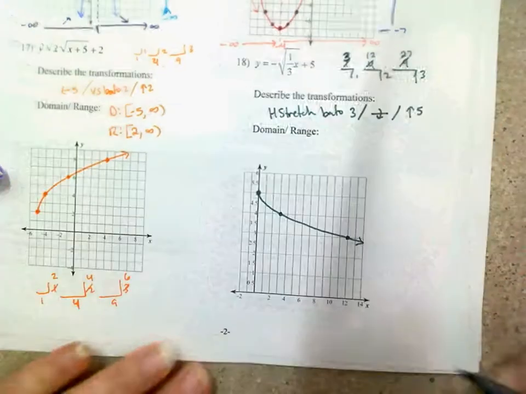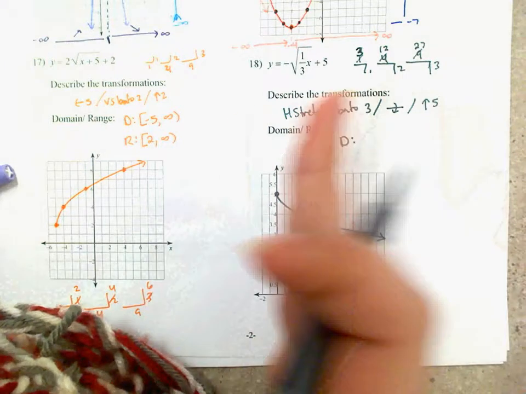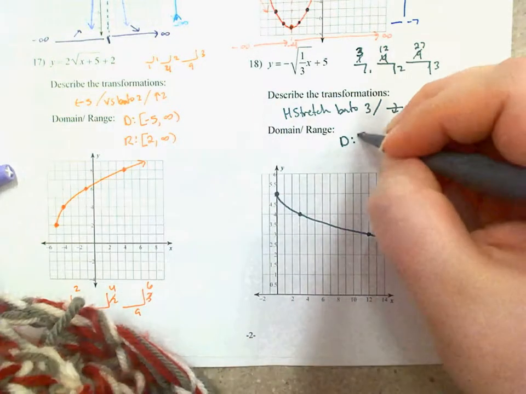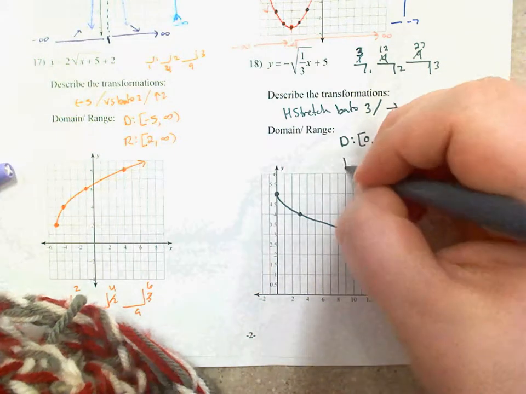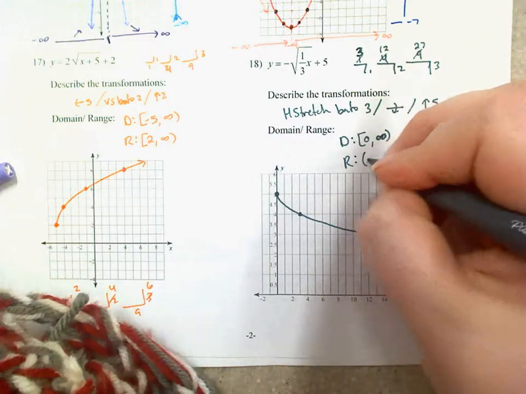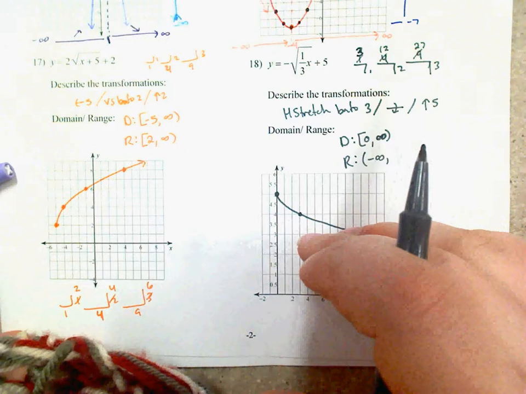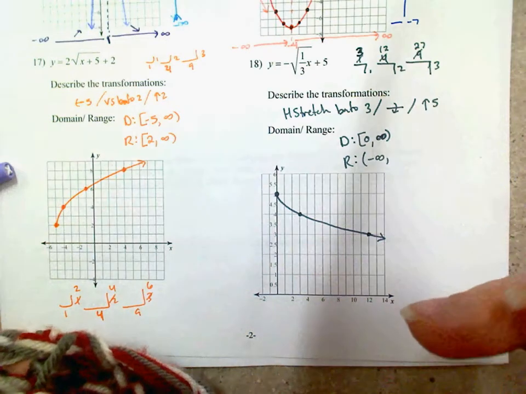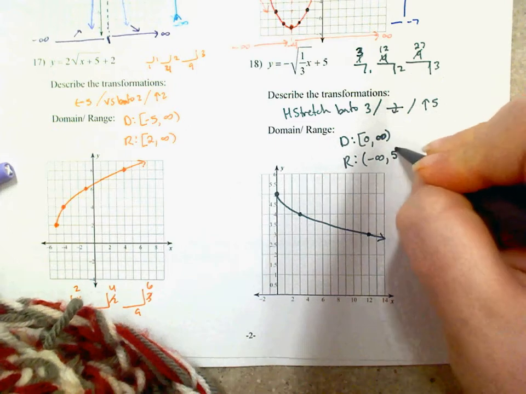Okay. Domain is how far left and right. The domain is from 0 to infinity. And then range is low to high. It does start graphing from here, but we always denote it as low to high. So the lowest it goes is negative infinity. The highest it goes is up to 5. And there's the end of page 2.